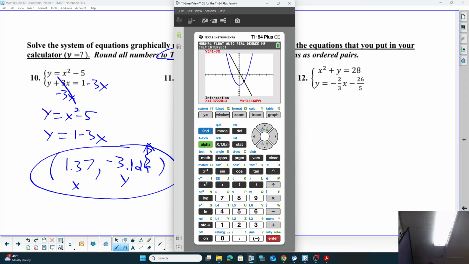The other one, we're going to have to change our window and increase the y maximum to maybe, I don't know, 15, 18, maybe 19. Okay, let's see. There's the intersection. So now we're going to go over there to the intersection. Cool.